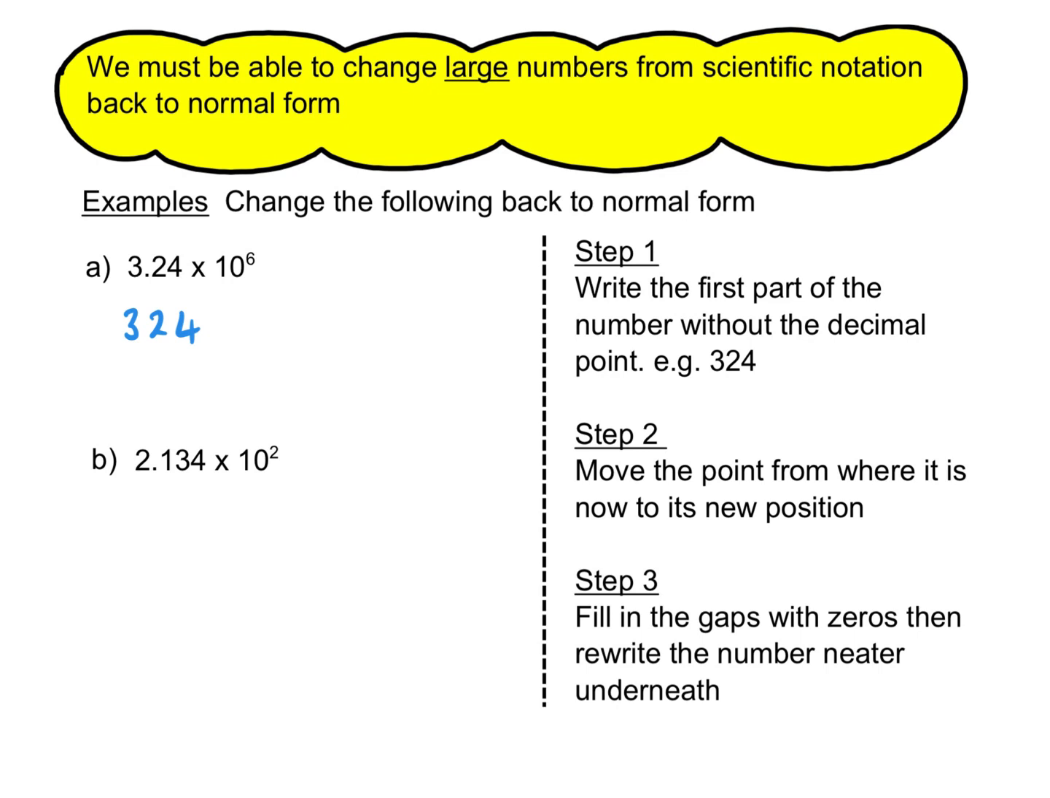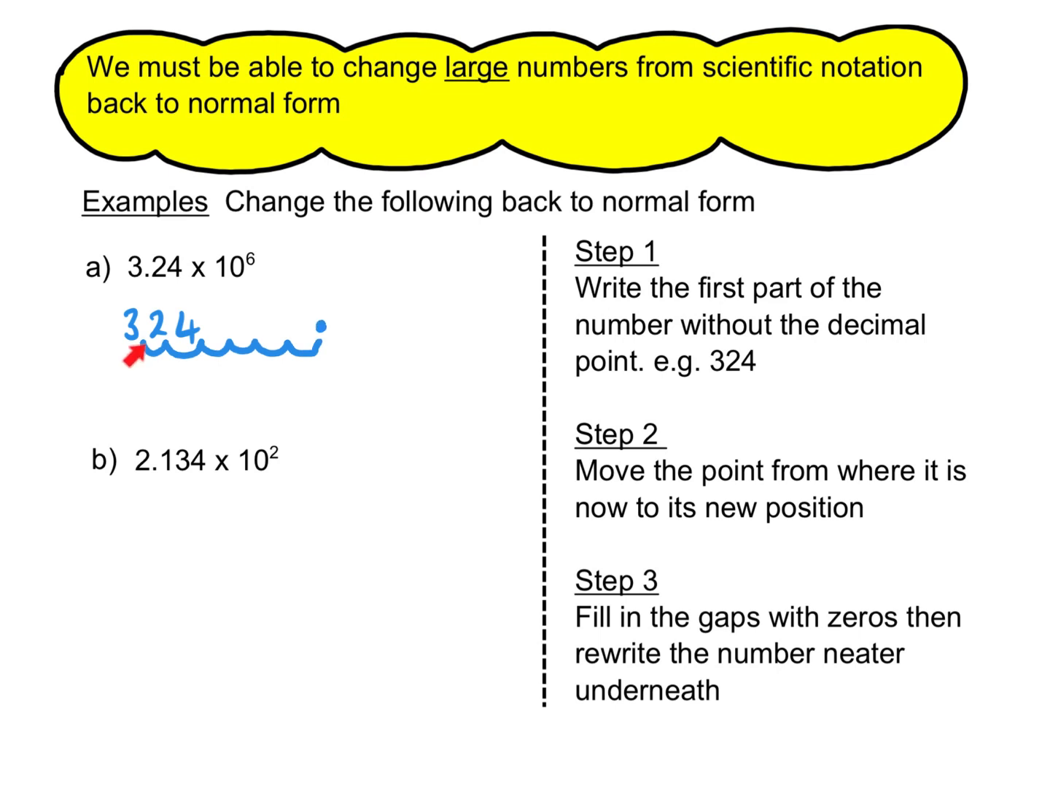The next thing is we know that when we multiply by 10 it moves the decimal point 1 space, but we're going to do this 6 times in a row. So we're going to move the point from where it is now to its new position. The decimal point is currently between the 3 and the 2. I want to move it 6 spaces to coincide with my multiplication by 10 6 times. So I'm going to move it from there once, twice, 3, 4, 5, 6, and I'm going to put it in nice and clear there.